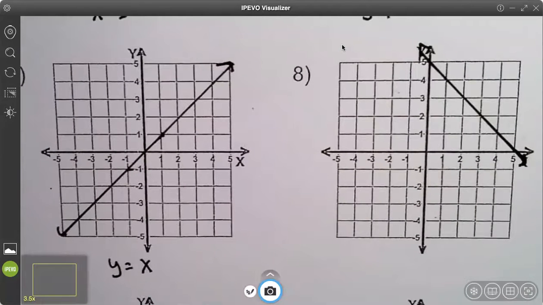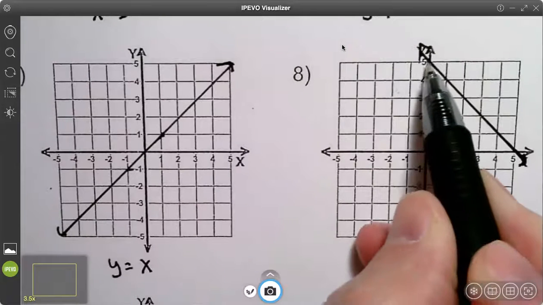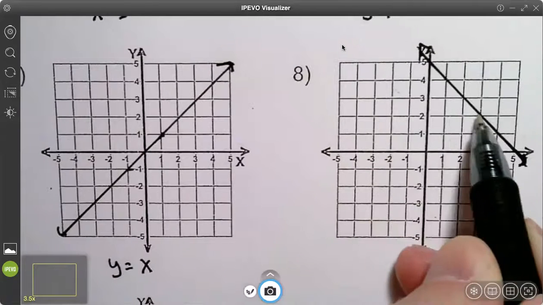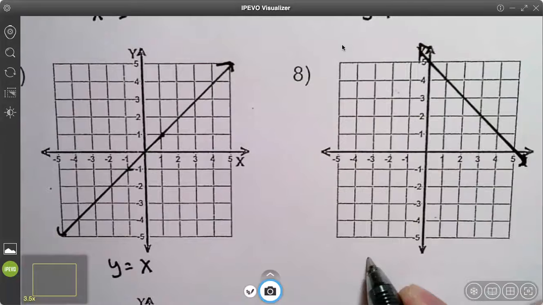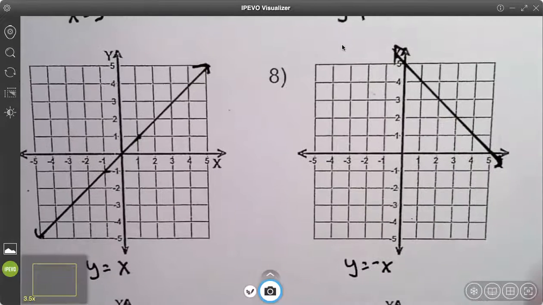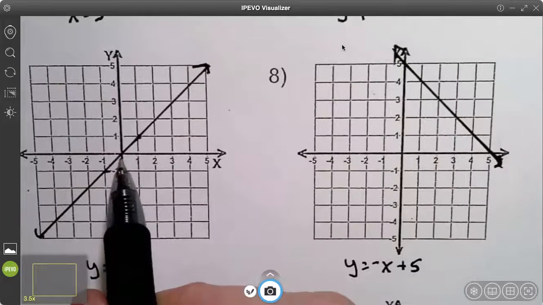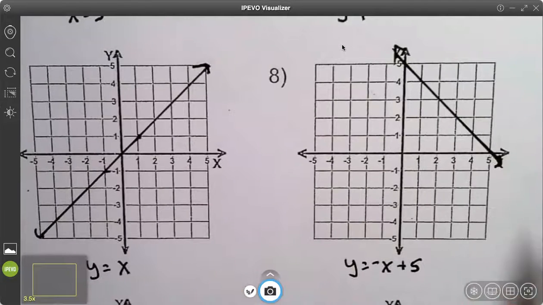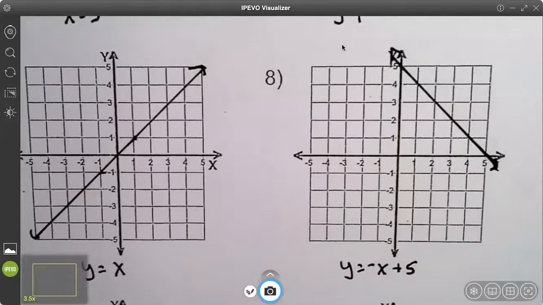Try number 8. Number 8 goes through every single grid in a downward slope. So your slope for number 8 is -1, which is most simply just written -x. And your y-intercept, where it crosses the y-axis, is +5. If it asks for the x-intercept on number 7, it's 0, and the x-intercept on number 8 is 5.